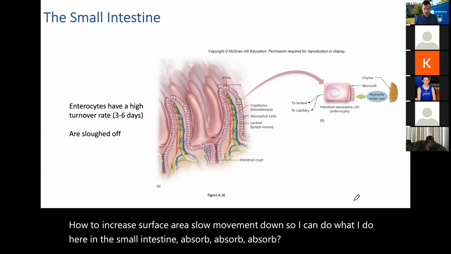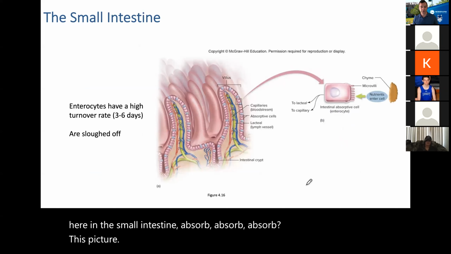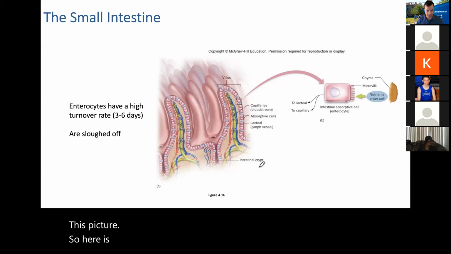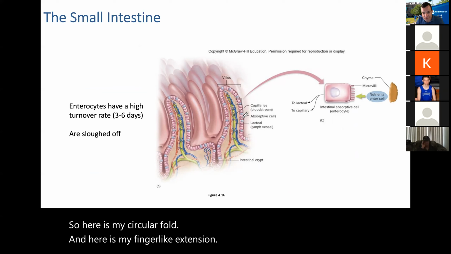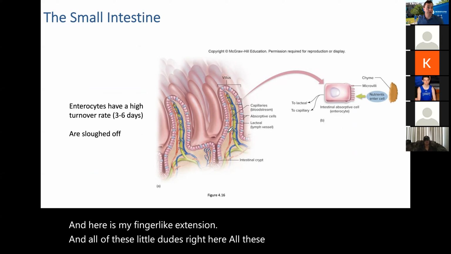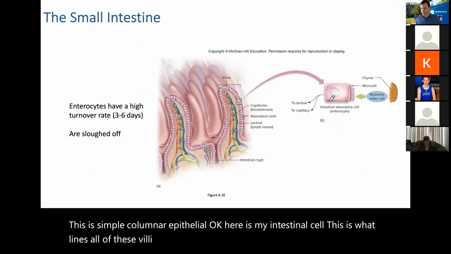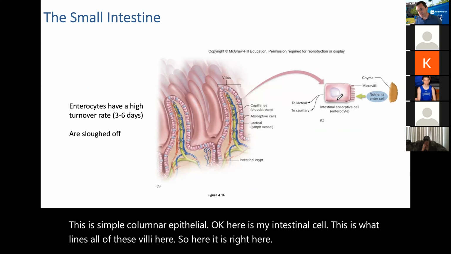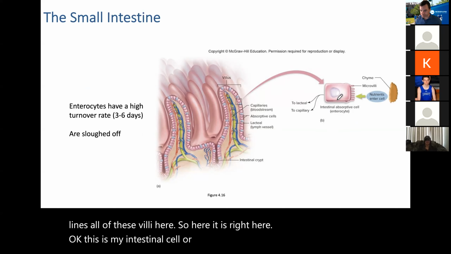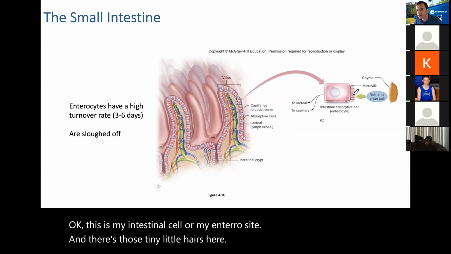Let me go to this picture. So here's my circular fold. And here is my finger-like extension. All of these little columns, this is simple columnar epithelium. Here is my intestinal cell. This is what lines all of these villi here. Oh, here it is right here. This is my intestinal cell or my enterocyte. And there are those tiny little hairs.